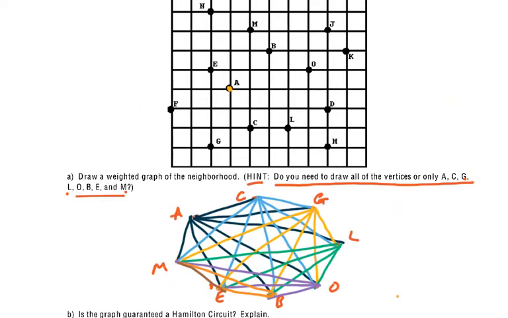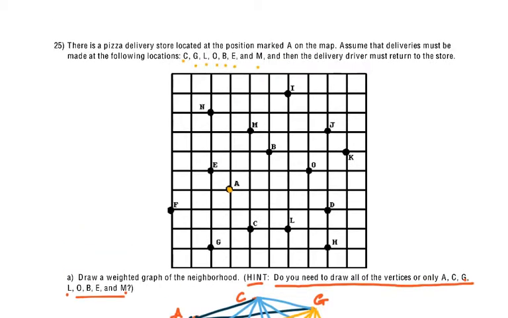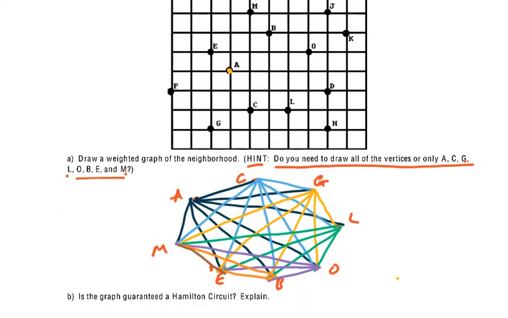Then the weights, I would treat this as a block. Okay, so I would say how many blocks away each one is. So looking from A to C, I would say 1, 2, 3. So I would label this line right here from A to C as 3. From A to G, we have 1, 2, 3, 4.